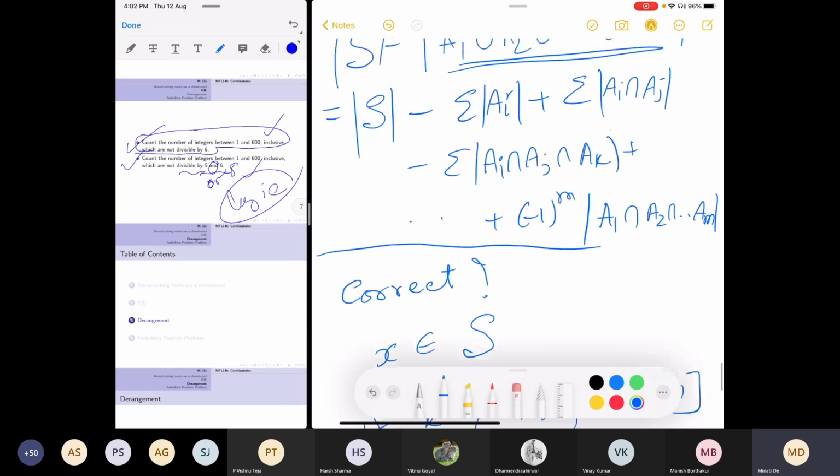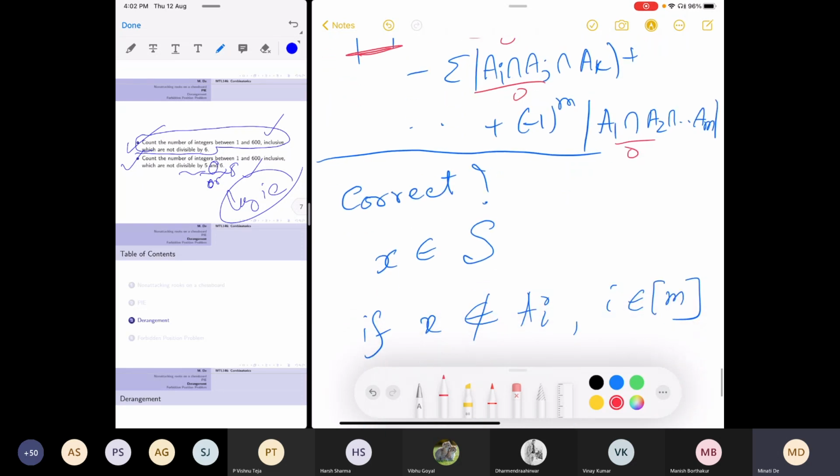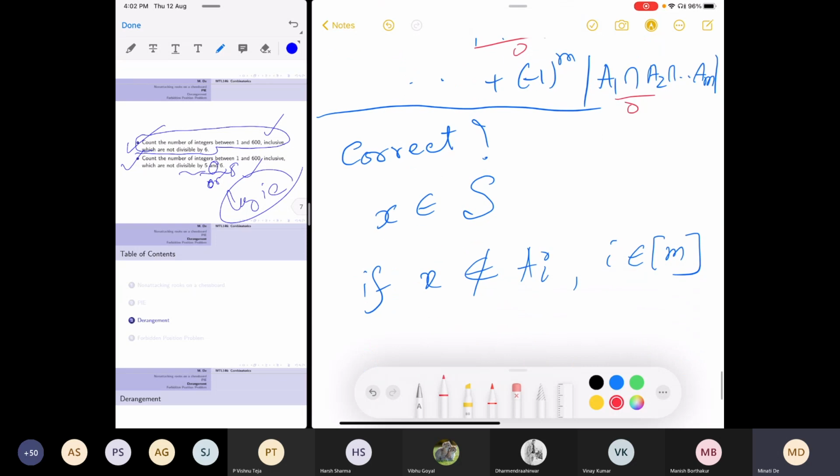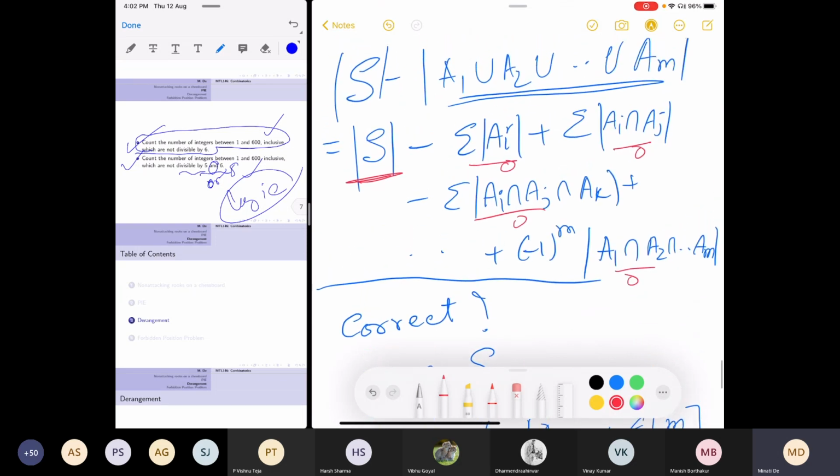So if you see the formula, can you see where it is counted exactly once? We are counting only here. Since X belongs to none of these Ai, it will be in this count. It will be 0, 0, 0. Everywhere else it is 0, right? So if X belongs to S such that it satisfies none of the properties, we have correctly counted it once in your formula. So for that it is correct.